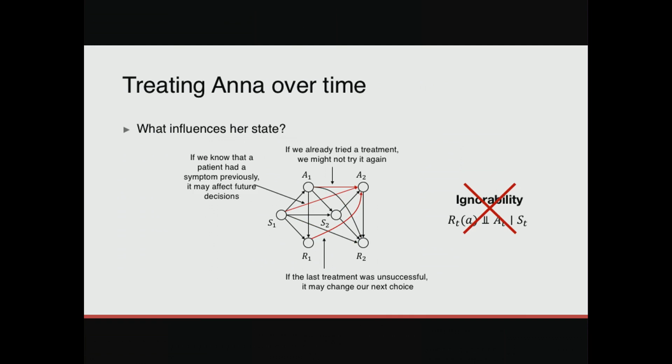So, the example that we got from Pete before was essentially that if we've tried an action previously, we might not want to try it again. Or like if we knew that something worked previously, we might want to do it again. So if we had a good reward here, we might want to do the same thing twice. And this arrow here says that if we know that a patient had a symptom earlier on, we might want to base our actions on it later. Or if we know that the patient had an allergic reaction at some point, for example, we might not want to use that medication at a later time.